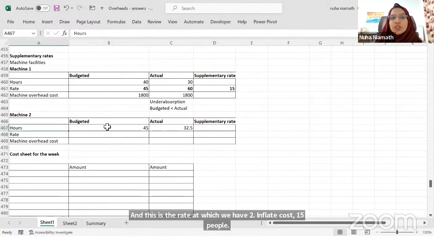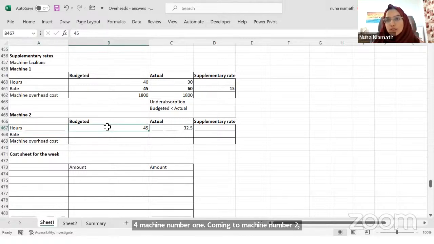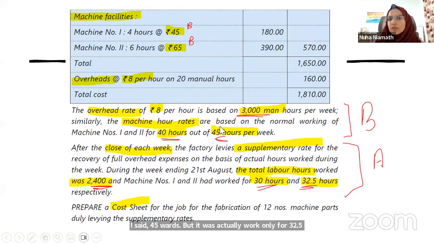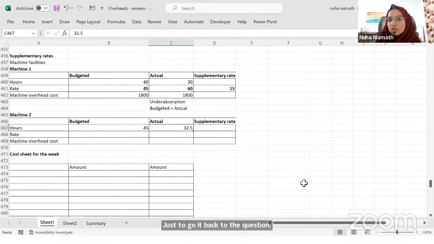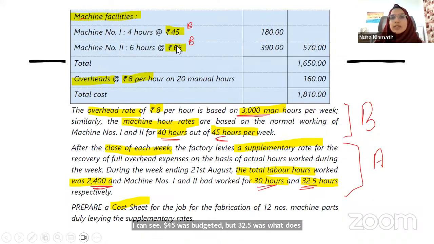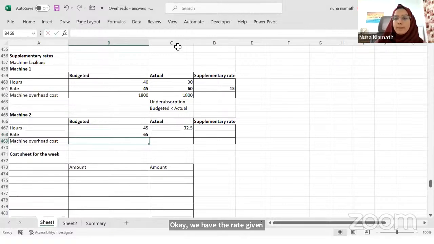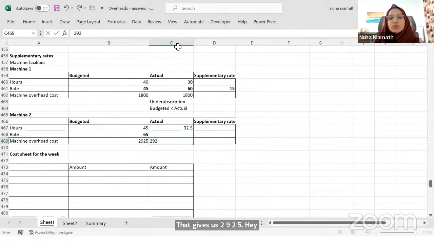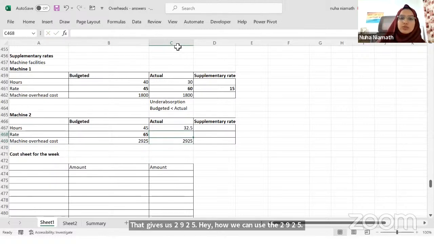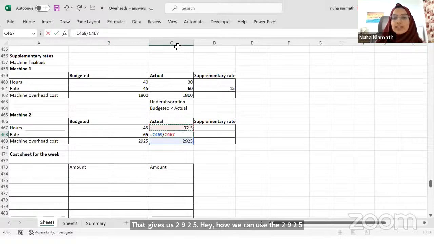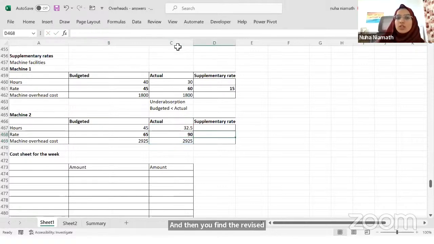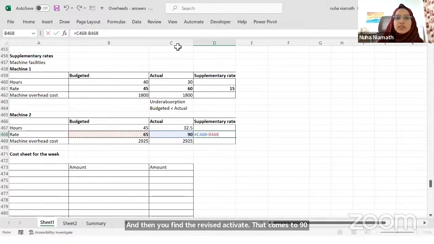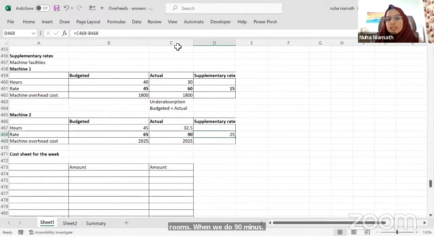Coming to machine number 2. Machine number 2 is said to be budgeted at 45 hours, but it has actually worked only for 32.5 hours. So just to go back to the question, you can see 45 hours was budgeted, but 32.5 hours was what was actually worked. Again, we have the rate given as 65 rupees. So we place that 65 into 45 hours, that gives us 2,925, correct? Now we can place the 2,925 here because there is no change in cost that is given so far. And then we find the revised actual rate that comes to 90 rupees. When we do 90 minus 65, we get a total of 25 rupees supplementary rate.